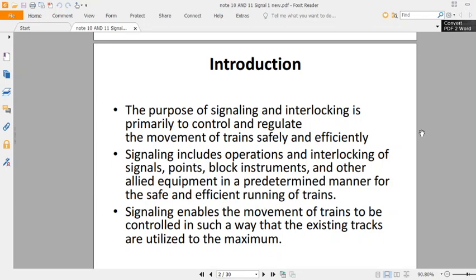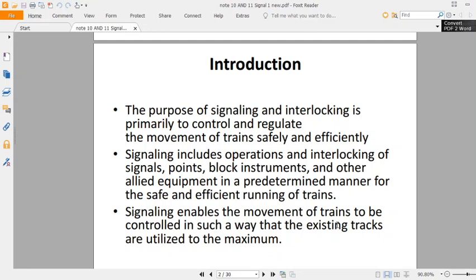So first, the purpose of signaling and interlocking is primarily to control and regulate the movement of trains safely and efficiently. Now, this signaling includes operation and interlocking of signals, points, block instruments and other allied equipment in a predetermined manner for the safe and efficient running of trains.